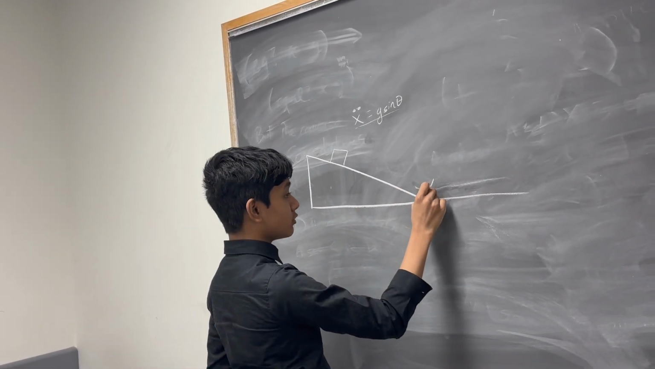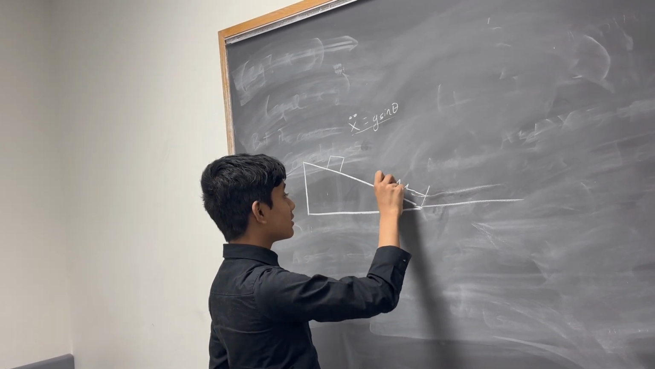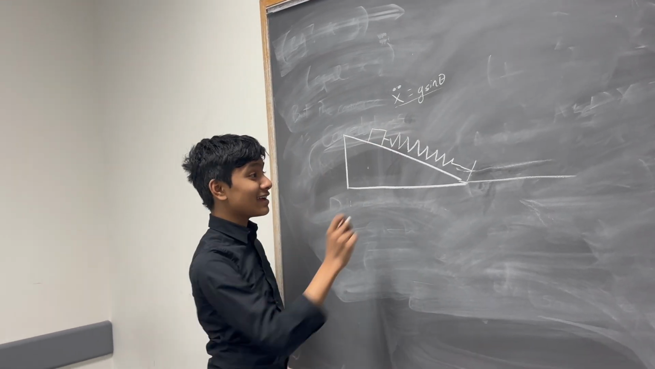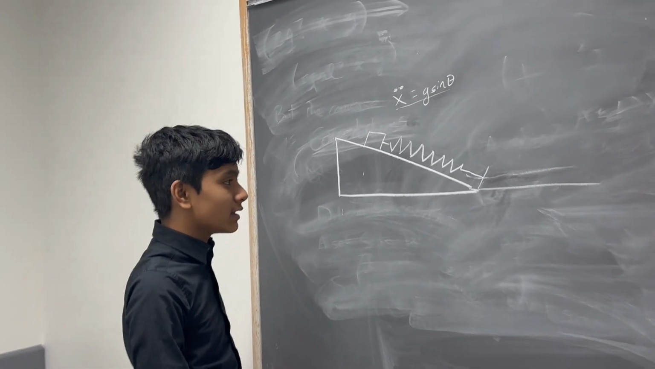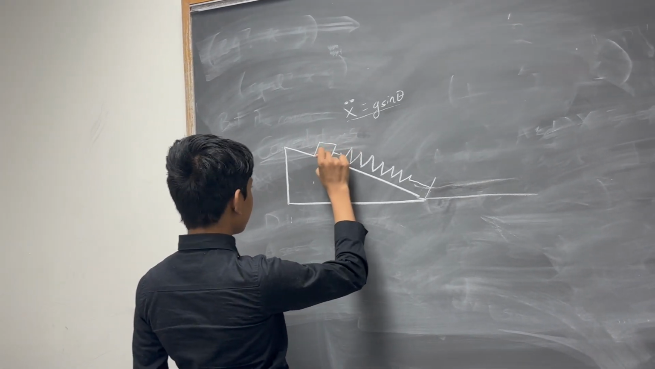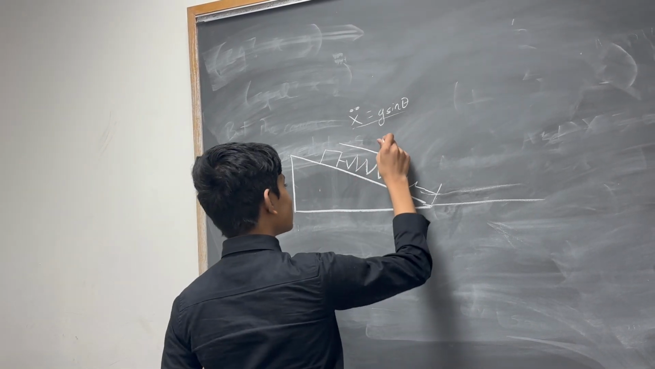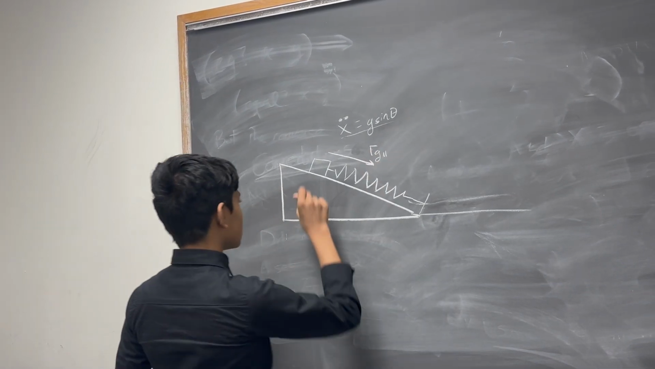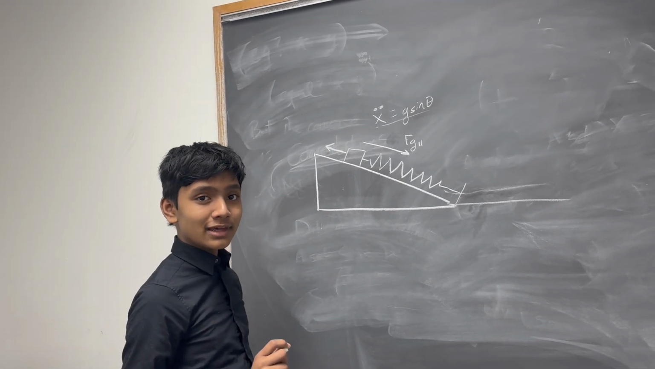Now, here's what we're going to do. We're going to build a spring, and we're going to attach the block directly to the spring. So now, what forces are acting on this box? Well, there's the force of gravity, and the only relevant force of gravity is the component acting in this direction, which we'll call Fg parallel. And then there's the restoring force of the spring.